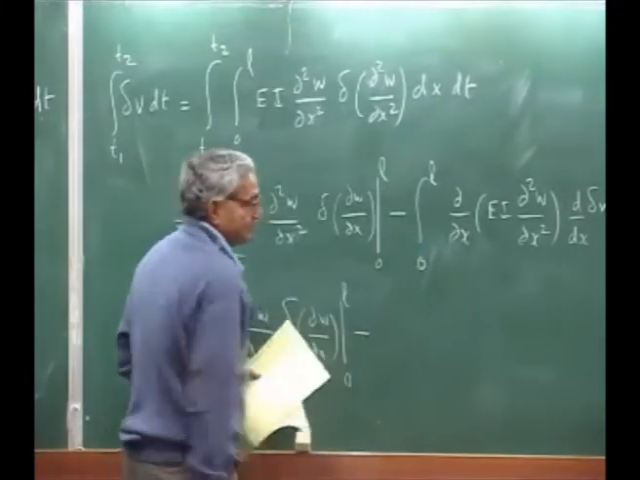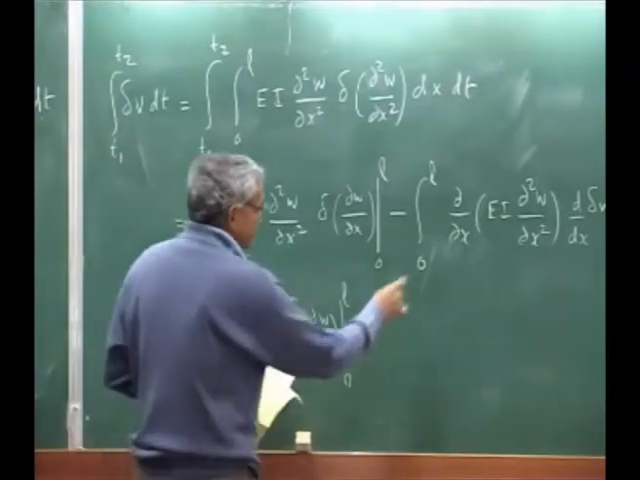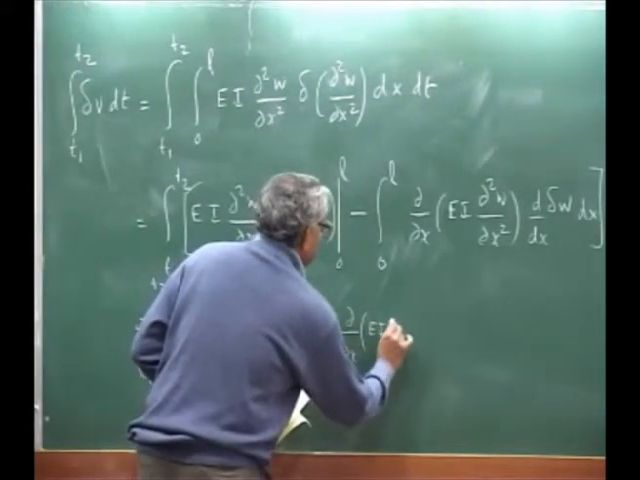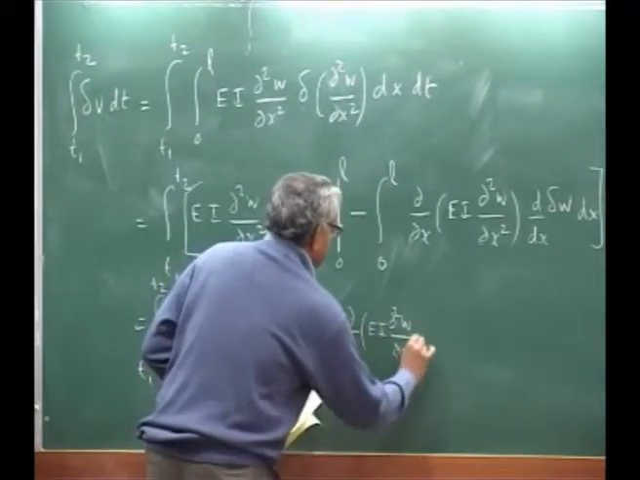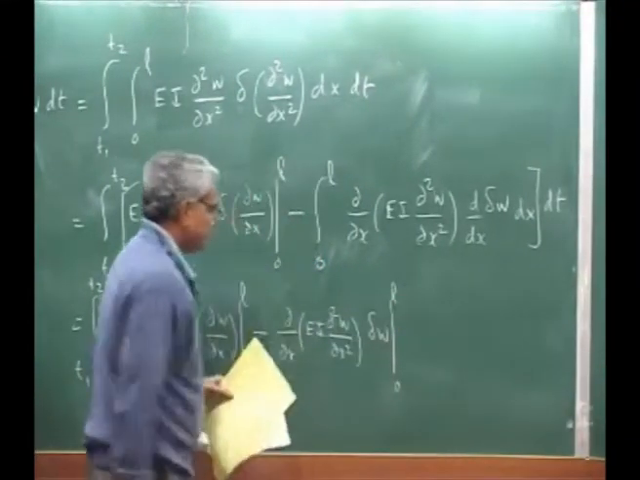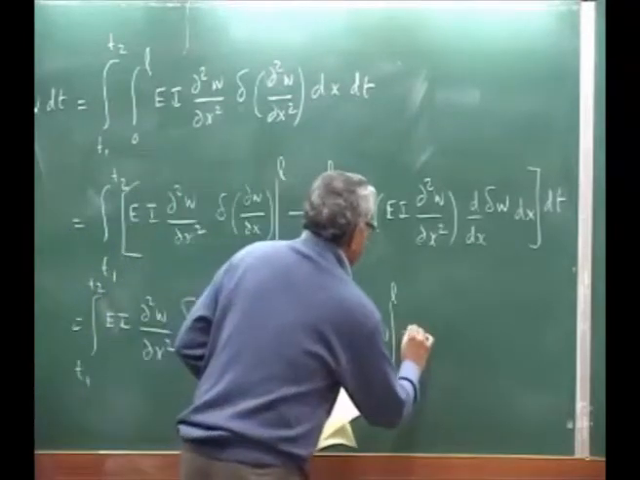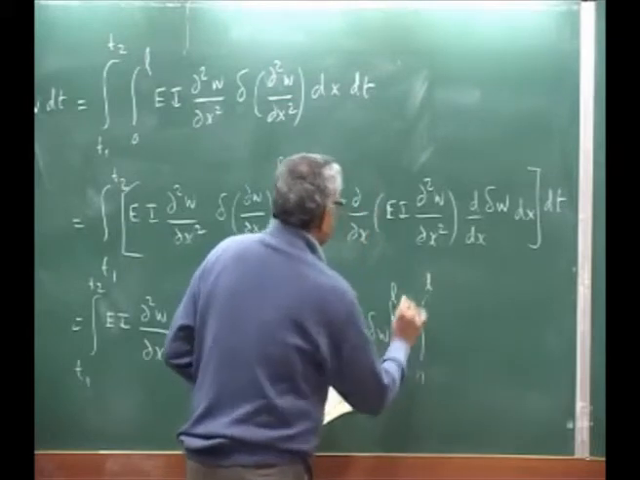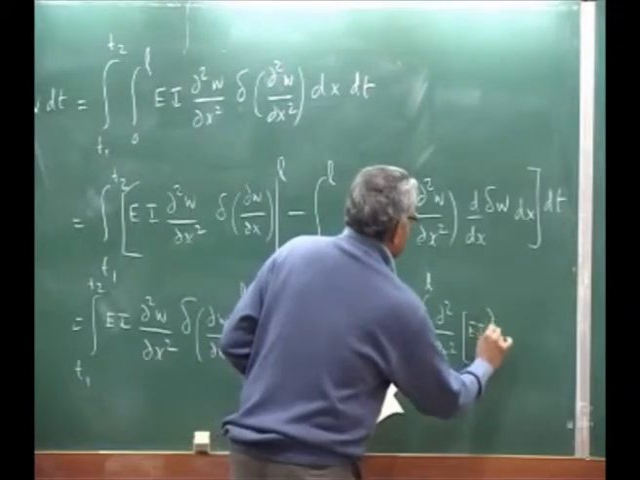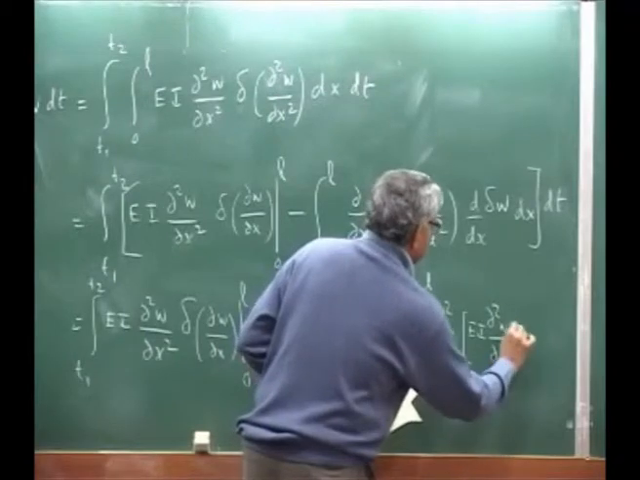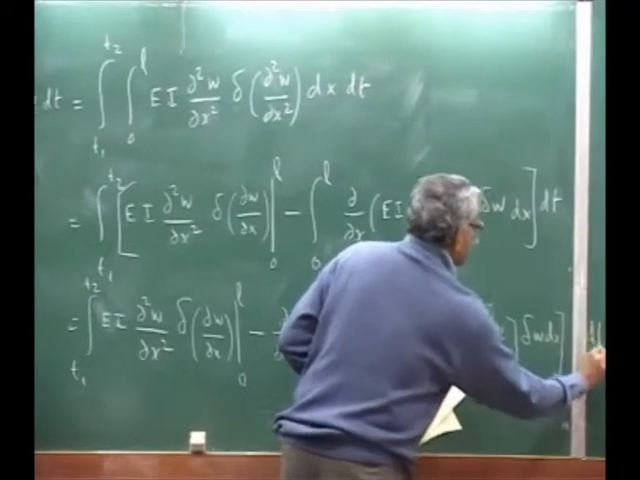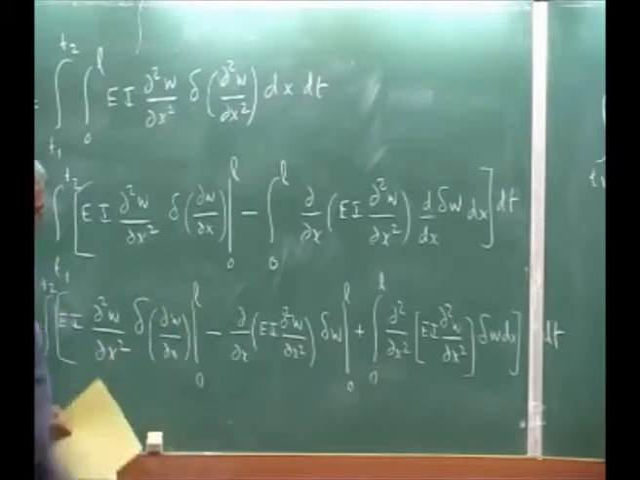Minus, I will have, this is integration by parts again. This will be delta over delta x of EI del square W by delta x square, delta W, 0 to L, and again minus and minus, this will become plus integral 0 to L del square by delta x square EI del square W by delta x square delta W dx, and then you have dt, because this bracket. Okay.